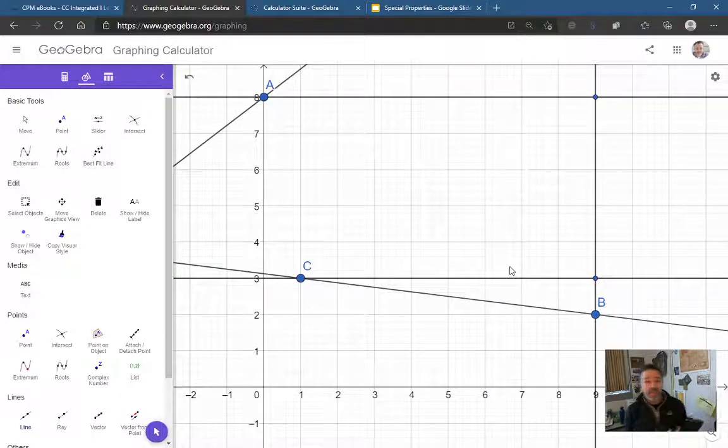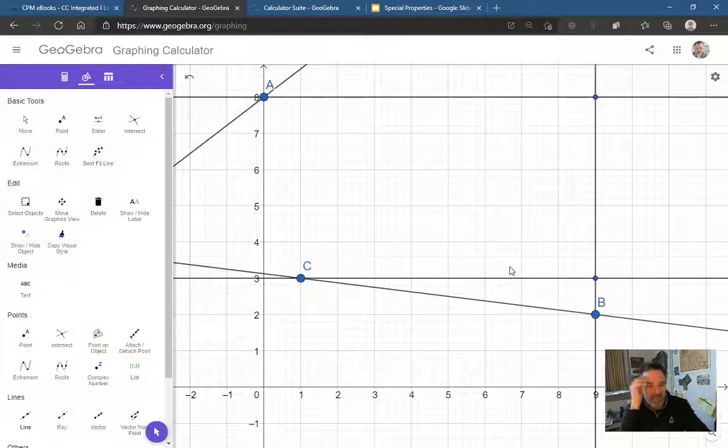So if I want to find the length of CB, I'm going to take 8 squared plus 1 squared, which is 1. 8 squared is 64, plus 1 is 65. So I'm going to have the square root of 65, and it tells me the length of that segment is about 8.062, and so on.